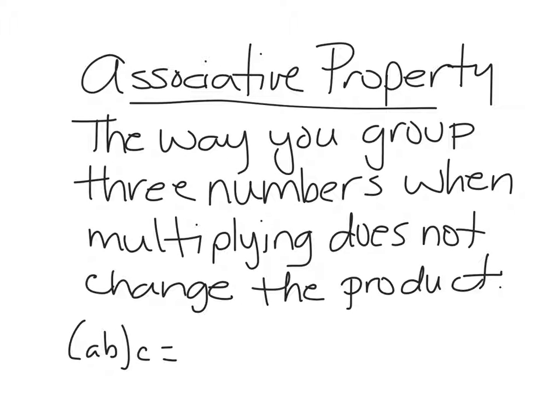Next one is the associative property. The way you group three numbers when multiplying does not change the product.